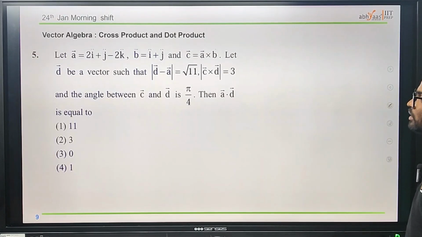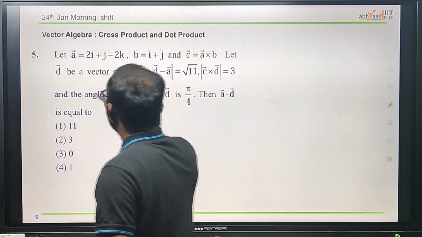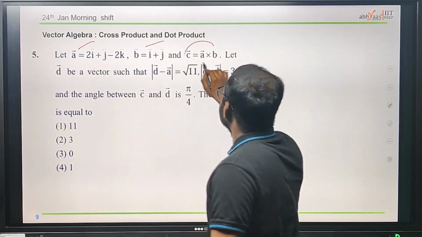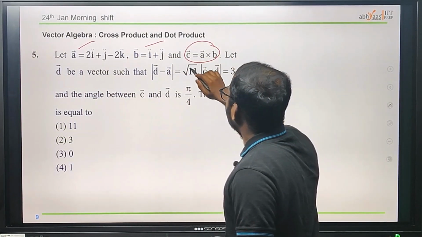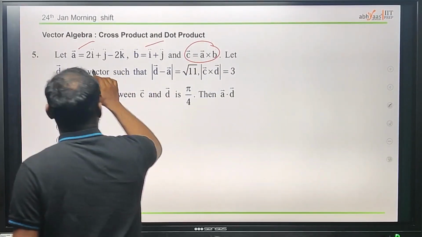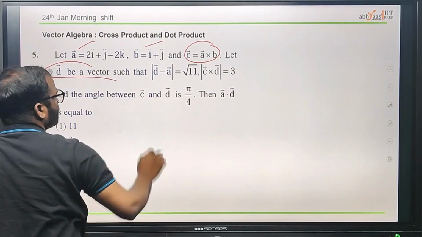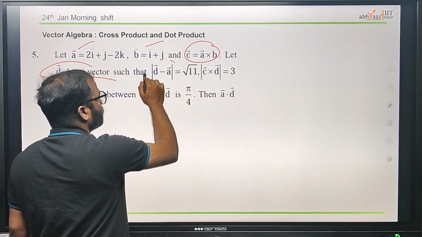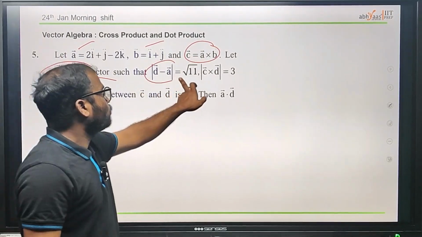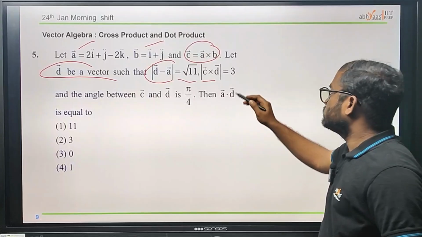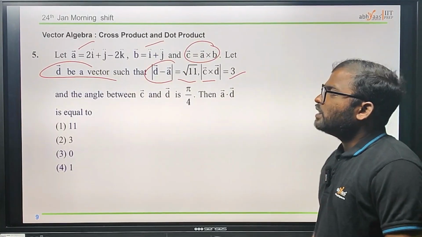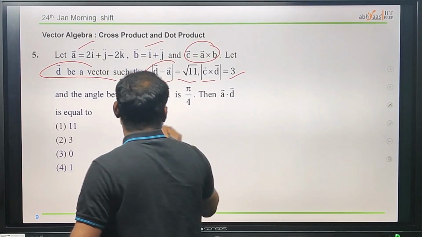Next, on the basis of vector algebra, we are given A, B and C in the cross product. We just substitute this in the cross product. Also given is D, a vector such that the modulus of D bar minus A bar is root 11, and the modulus of the cross product of C and D is 3. The angle between C and D is pi by 4.